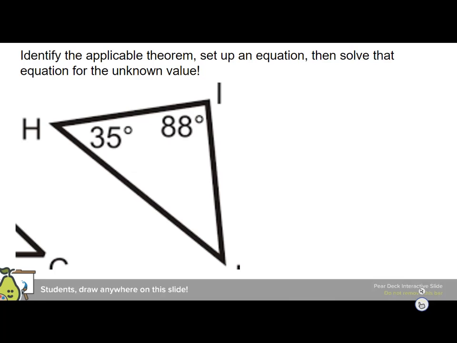I can't see the slide. In the presentation. So if you look at your screen, it should be what I have. It should be a triangle with 35 and 88 in it. Do you not see that? No, sorry. What do you see? I just see a blank screen. I see gray. Okay. I'm gonna refresh it or something.